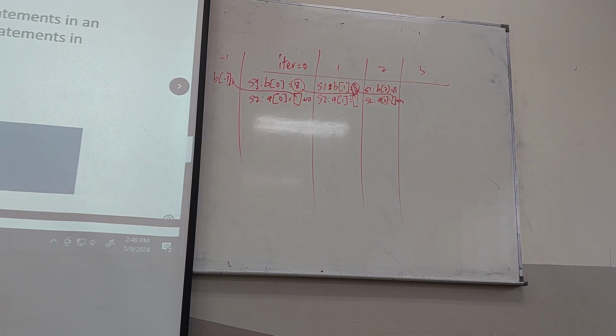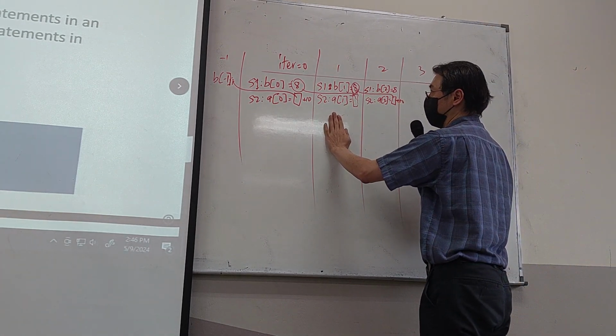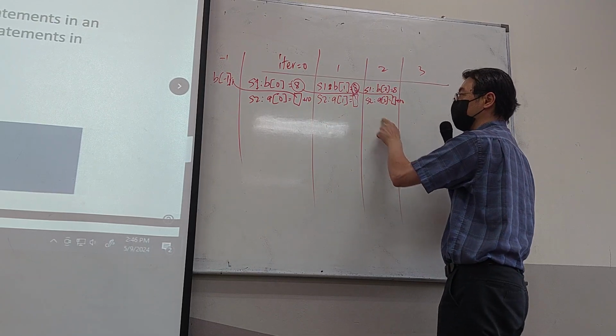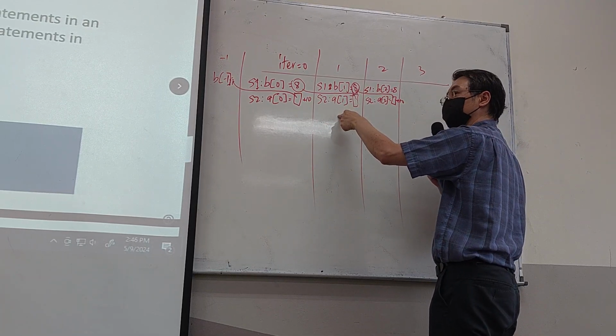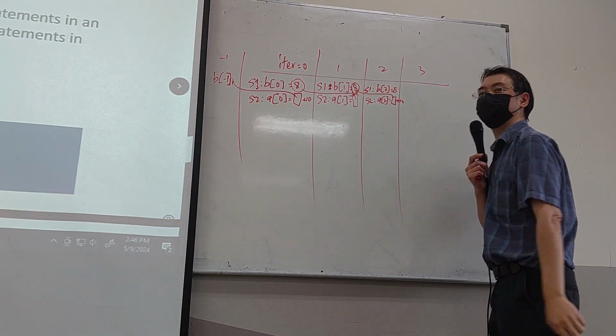So this kind of dependency is a problem. Why? Because if you haven't executed this yet, that means this one actually depends on this. You have to execute this one first, and only then can you execute this. You cannot run them independently.